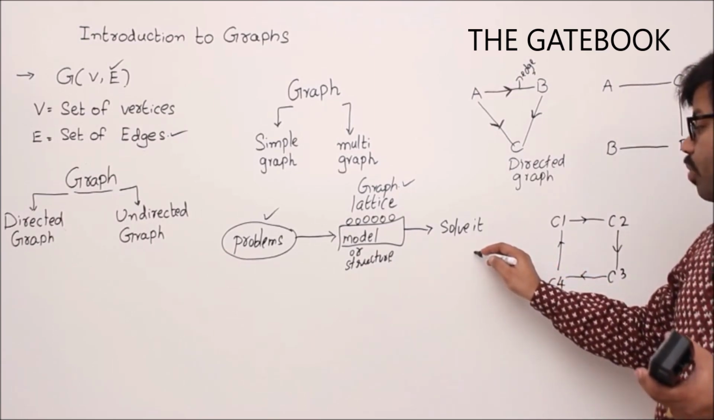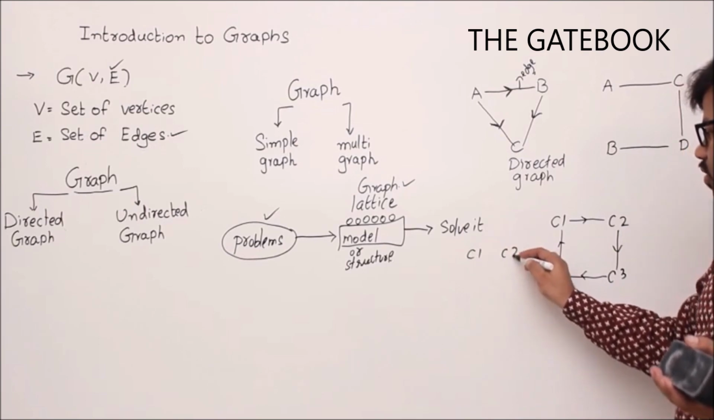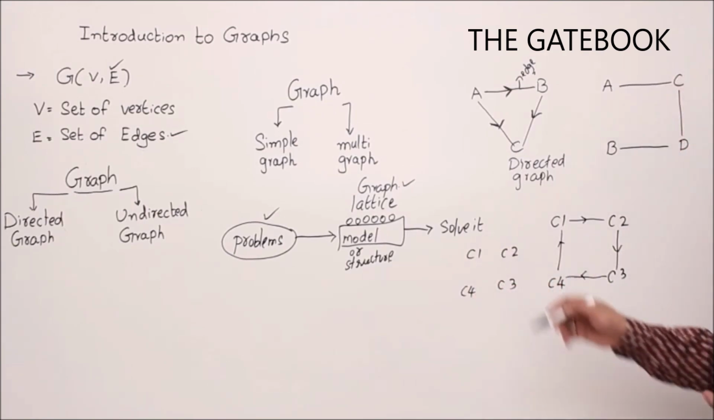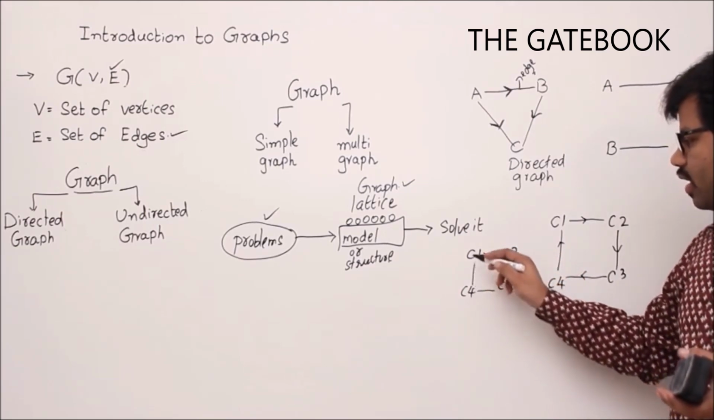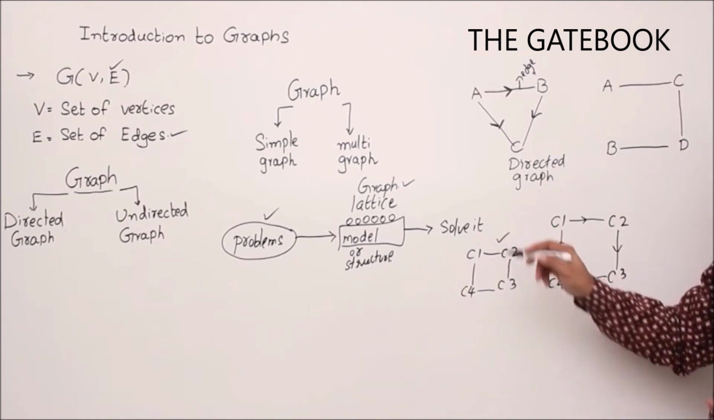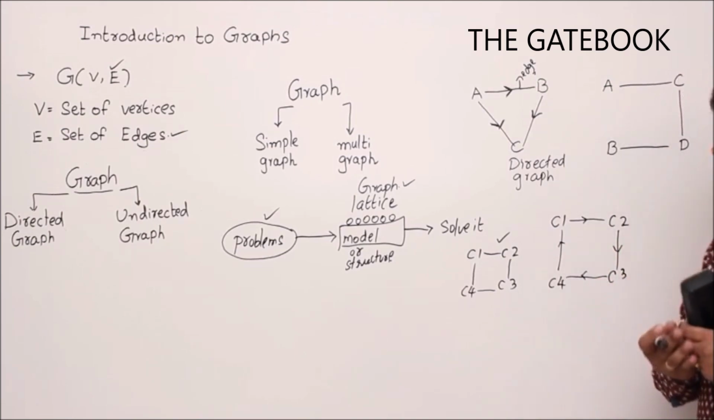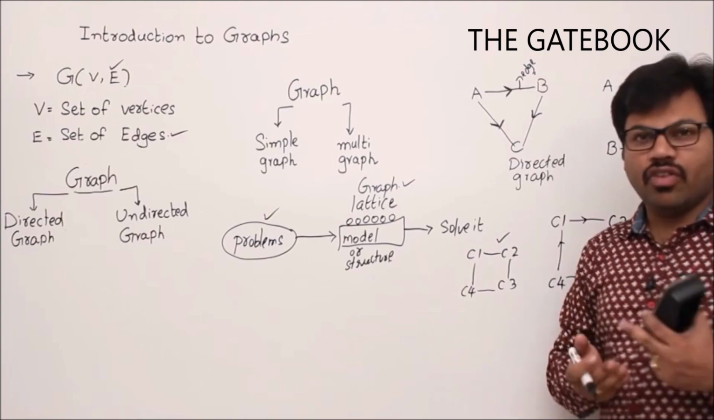Now to represent roads of villages, like example C1, C2, C3, C4, less congested roads, then definitely the people of the village don't require directions to the edges, right? Then you will get undirected graphs. So there are two kinds of graphs, directed graphs and undirected graphs, and we need both of them, depending on the real world problem.